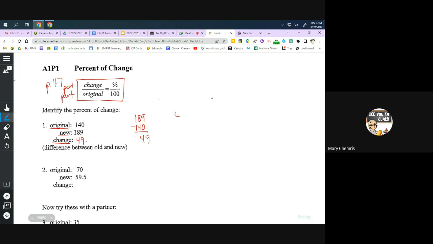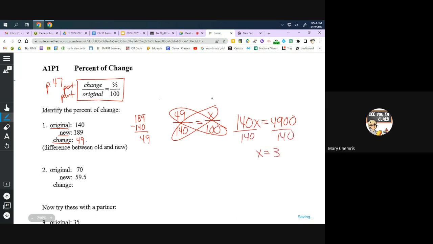So I put the change, 49, over the original, which is 140, and set that equal to x over 100 to find the percent of change. I use my cross product rule and say 140x equals 4,900. And then I divide both sides by 140, and I get x equals 35%. So this is a 35% increase.